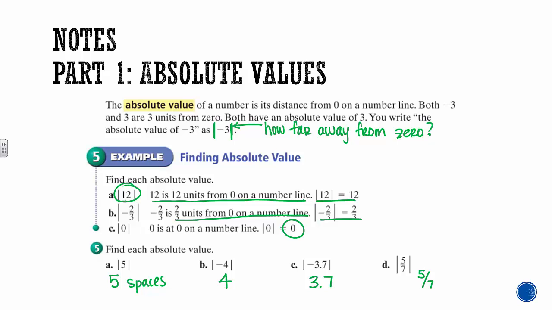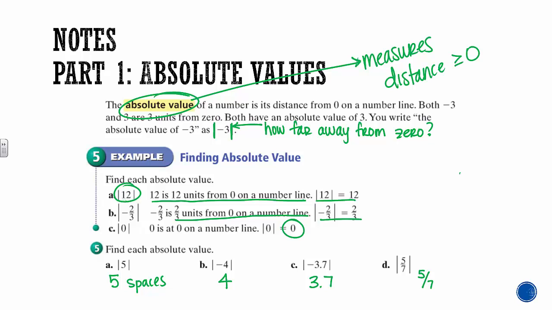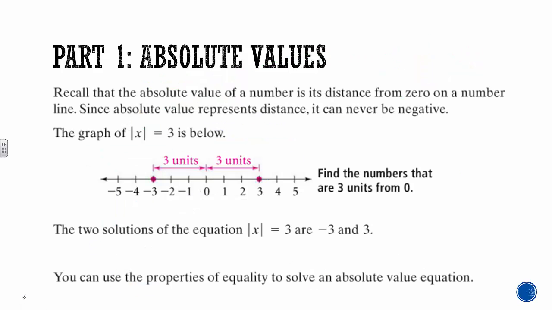So now the thing that everyone wants to say is it's always positive, and that's true because it is talking about distance. So absolute value measures distance, and distance cannot be negative. So it has to be something greater than or equal to 0. So we're going to graph some absolute values and now talk about absolute value equations.